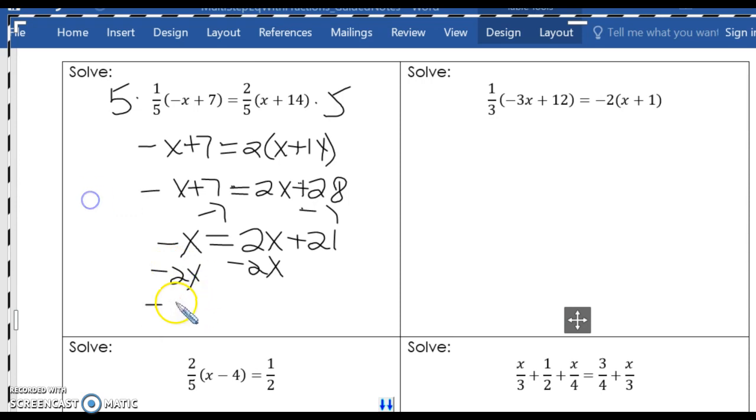Leaving us with negative 3x equals 21. And dividing both sides by negative 3 leaves us with x equals negative 7.